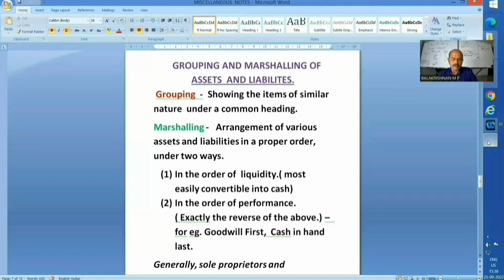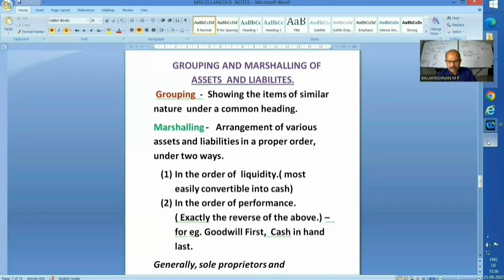That's all. Now, what is meant by marshalling? It is nothing but an arrangement of various assets and liabilities in a proper order under two different ways. Number one, in the order of liquidity, that is most easily convertible into cash. In fact, in your syllabus, you need to know only about this one. However, the other one is in the order of performance. That's exactly opposite of the first one.